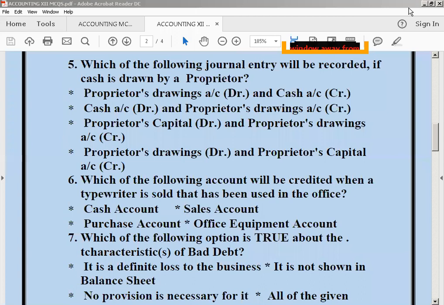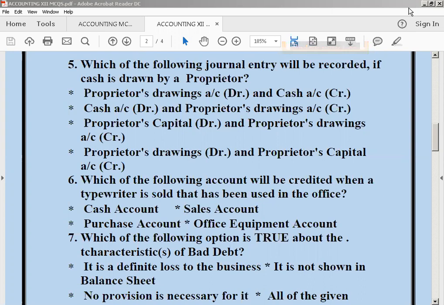Let's come towards your MCQs number 5. Which of the following journal entry will be recorded if cash is drawn by the proprietor? You all must know that proprietor is a person, a businessman. So this can be treated as you have done in your first year intermediate. When you were in ICOM part 1, you people have done many times cash is drawn by the proprietor. This journal entry is related to the chapter of second year partnership formation, and you can get such type of MCQs when you are preparing from partnership formation.